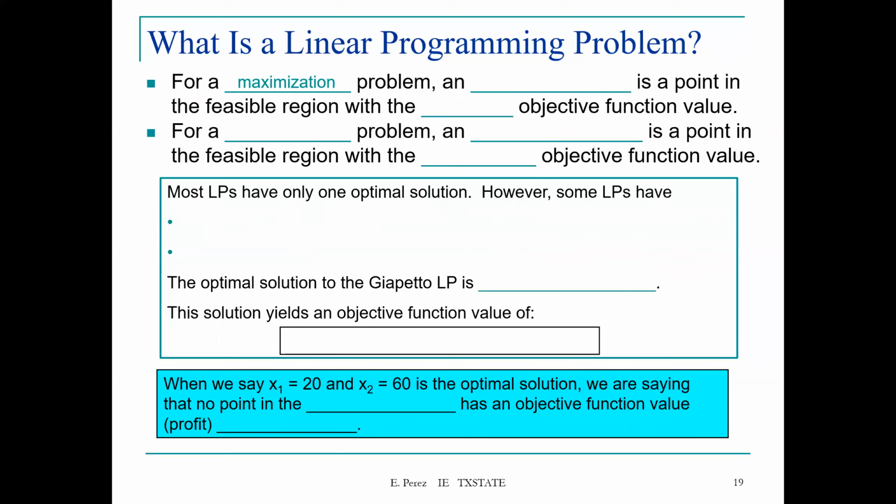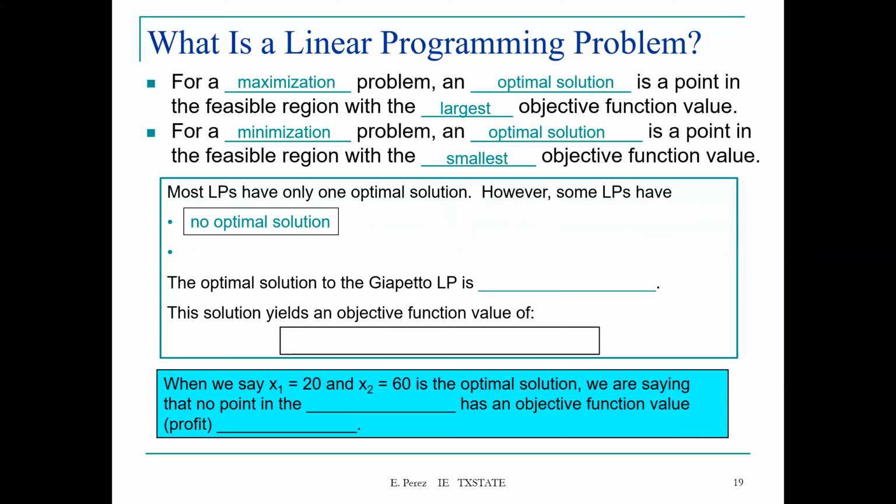For a maximization problem, an optimal solution is a point in the feasible region with the largest objective function value. For a minimization problem, an optimal solution is a point in the feasible region with the smallest objective function value. Most LPs have one optimal solution. However, some LPs might have no optimal solution or an infinite number of solutions. The optimal solution to the Gepetto LP is X1 equals 20 and X2 equals 60.